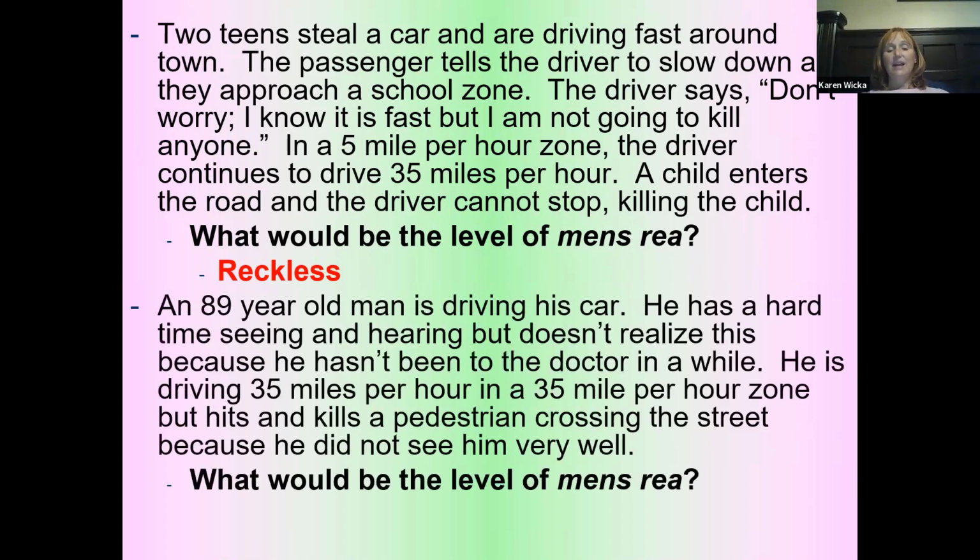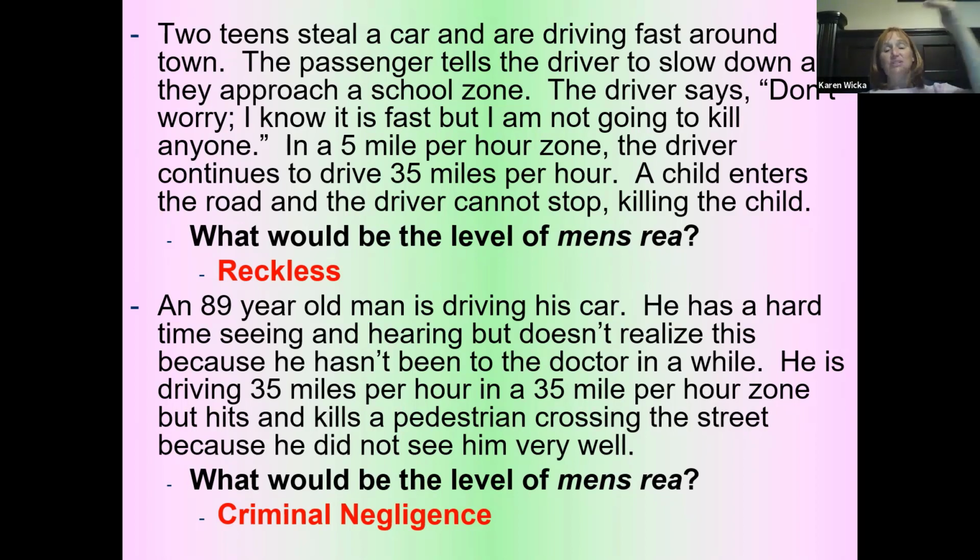Last one. An 89-year-old man's driving down the road. He had a hard time seeing and hearing, and he doesn't realize this because he hasn't been to the doctor. He's driving 35 miles per hour in a 35 mile per hour zone. He hits and kills a pedestrian because he couldn't see him very well. That would just be negligent. Okay, didn't really intend to act, you didn't really intend any results. That's criminal negligence. Now, what's important to remember about all of these, they're the same facts: driving a car 35 miles per hour, but they're all different crimes.